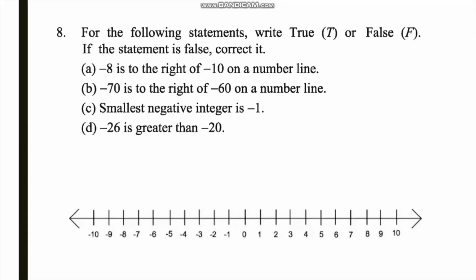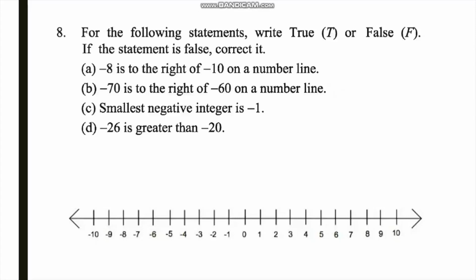Question number 8. For the following statements, write true or false. If the statement is false, correct it. Question number A. -8 is on the right of -10. Let's find -10 and -8 on the number line, and we see that -8 is actually on the right side of -10. So the statement is correct. Question number 8b. -70 is to the right of -60 on a number line. That is actually false, because if we draw a number line, -70 will be on the left side of -60.